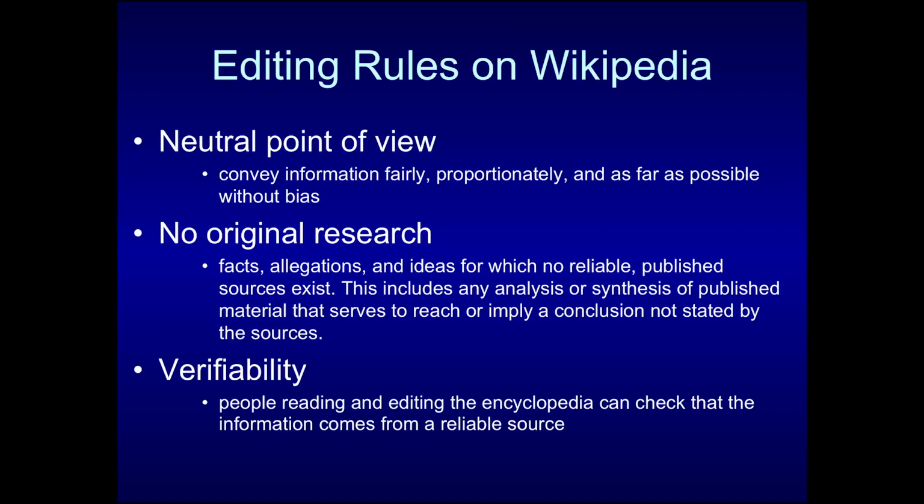The second standing rule is no original research. Now that obviously doesn't apply to a journal, but it does apply to this source, and it's what we would also use in a textbook. You don't do research in the textbook, you present conclusions in the textbook. And so on Wikipedia, you cannot present facts, allegations, or ideas for which no reliable published sources exist. In fact, you can't even do an analysis of published sources. If you want to take a summary of, say, 3 or 4 different articles and present your own interpretation of those articles, that's not allowed on Wikipedia. And editors will identify that and remove it.